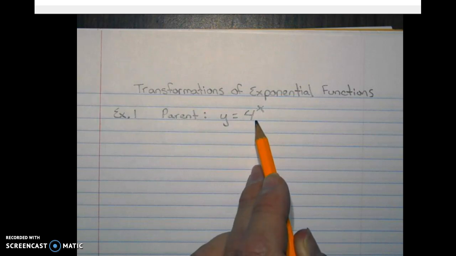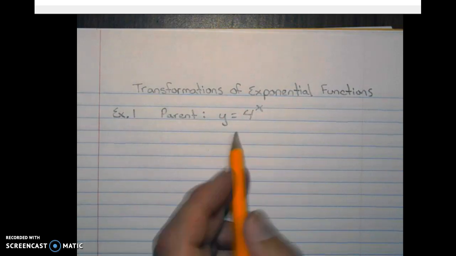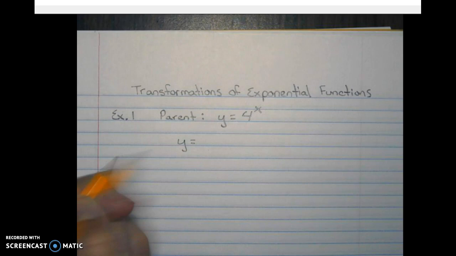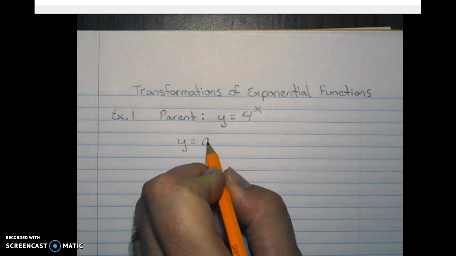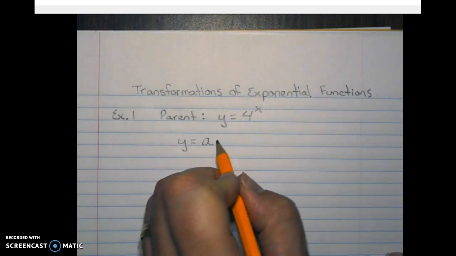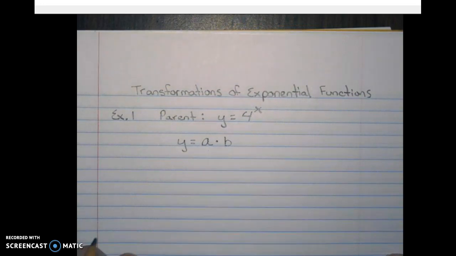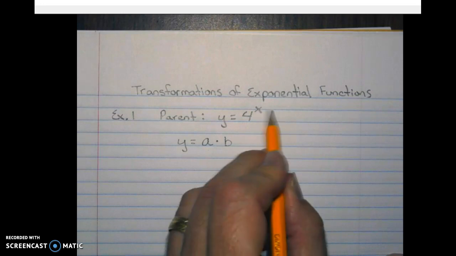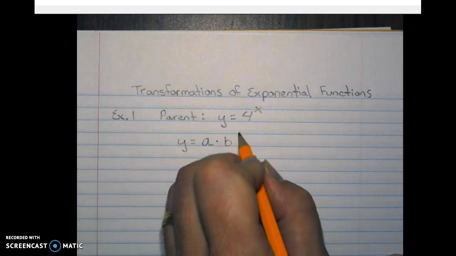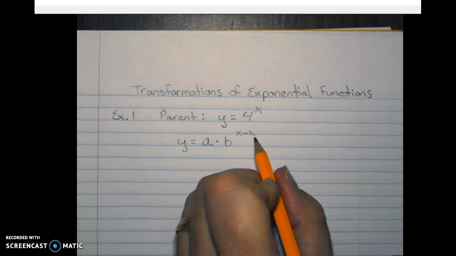So if we want to transform this, we would write this. The transformations would be found like this. We'd have our a value like normal in the front being multiplied times the base, which in this case is 4. And then our horizontal effect is going to be found with the x in the exponent. So we would have x minus h, there's your horizontal translation.